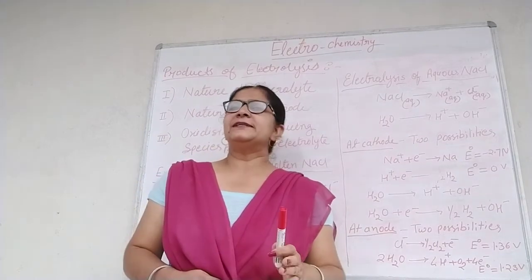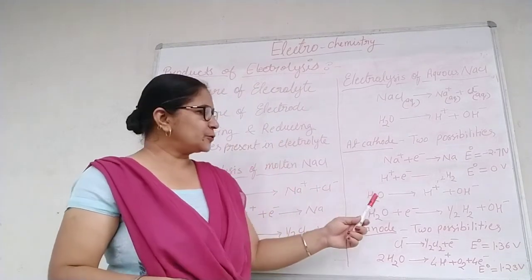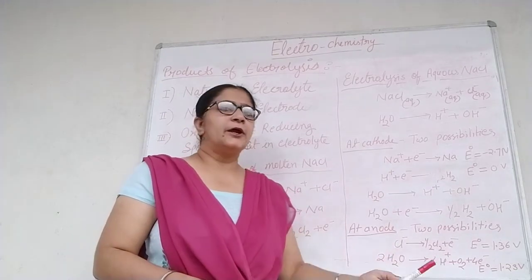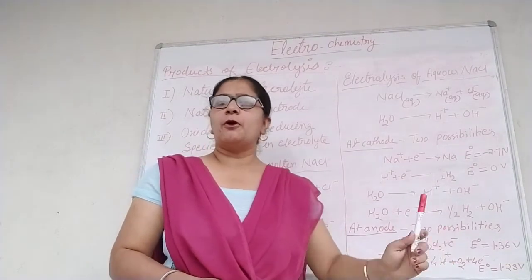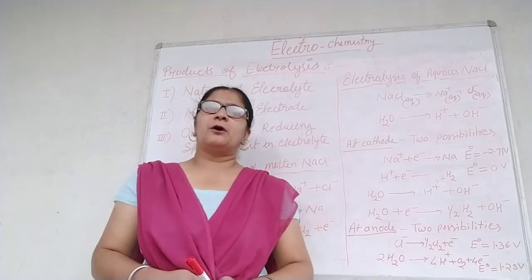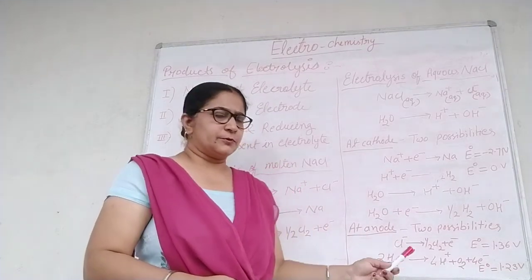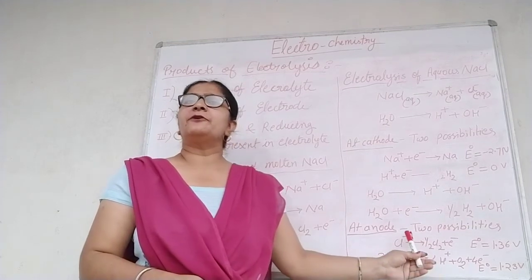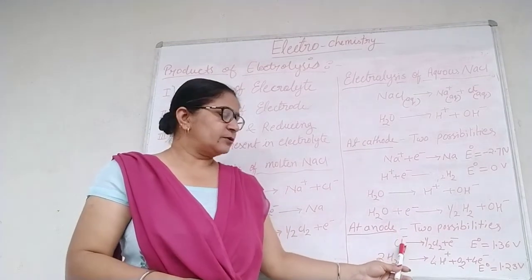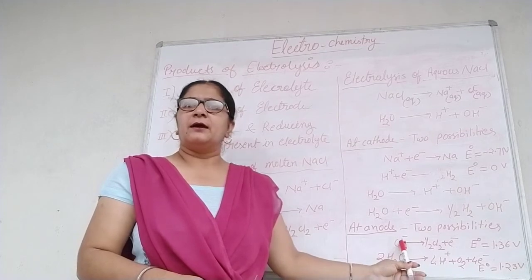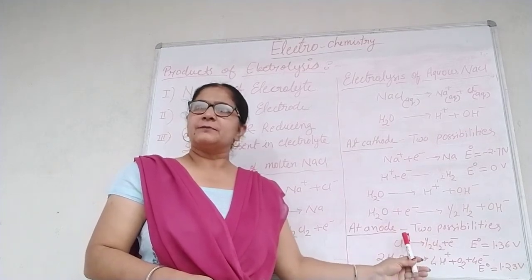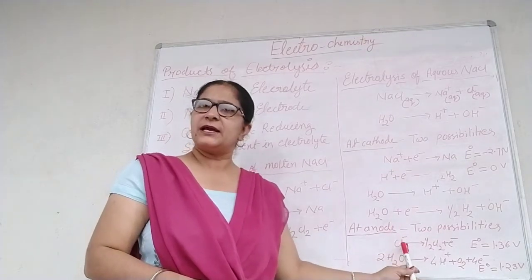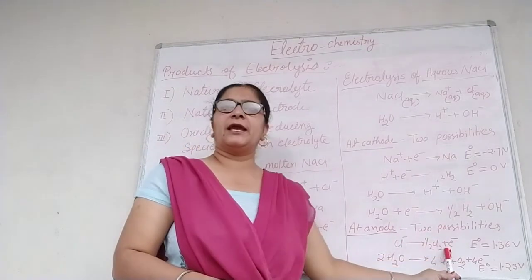Now let us see for anode. Also there, there are two possibilities to occur at anode. Chloride ions are also there. Chloride ion will get oxidized to give chlorine gas.